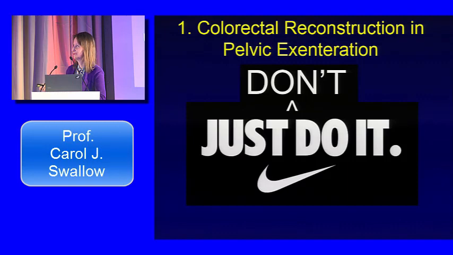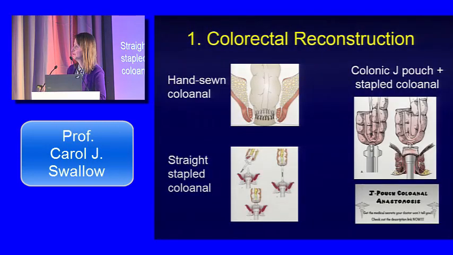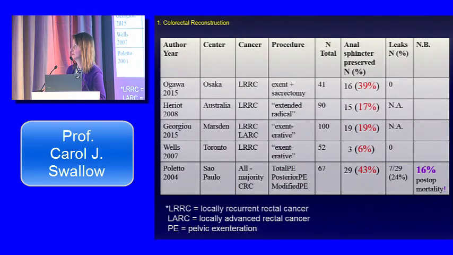So colorectal reconstruction, my bottom line would be just don't do it. There are many options for colorectal reconstruction, and you can get a bit carried away with the technical aspects of these and putting tissue back together, but what's the downside? If we look at series of operations for locally recurrent rectal cancer, this is the percentage where the anal sphincter was preserved. Ours is very low. This is a very high outlier, and you can see the local leak rate here and the postoperative mortality that was associated with that approach.